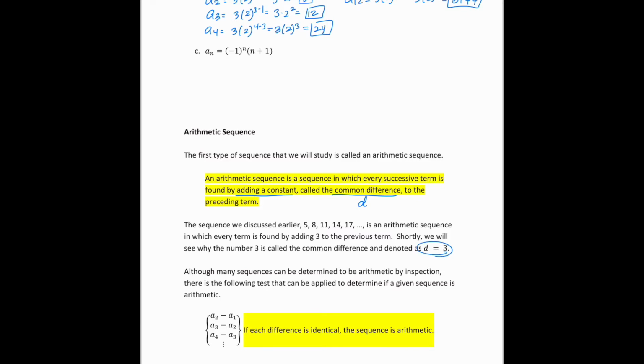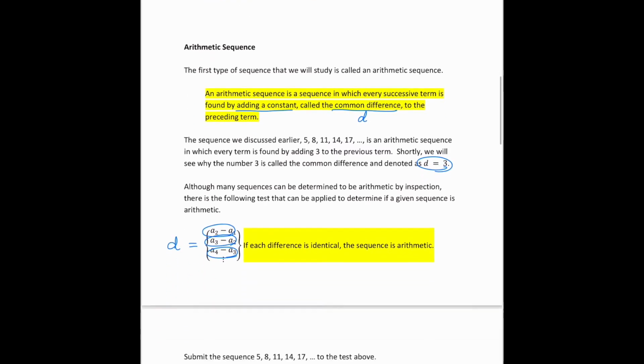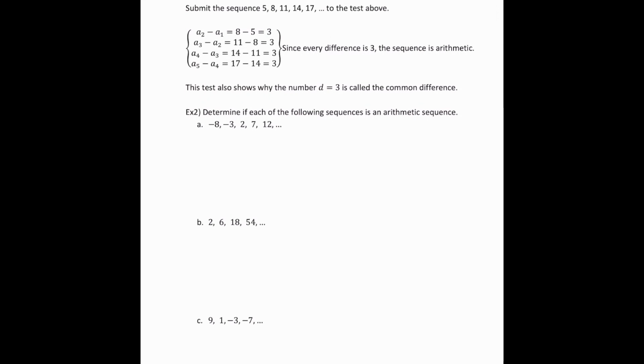Although many sequences can be determined to be arithmetic by inspection, there is a test that can be applied to determine whether a given sequence is arithmetic. You subtract each term from the next term, and you always try to get d as a common difference. So in order to find the common difference, you subtract the previous term from the next term: 8 minus 5, 11 minus 8, 14 minus 11, and 17 minus 14. As you notice, everything comes out as 3. And then we can say this is an arithmetic sequence, okay?